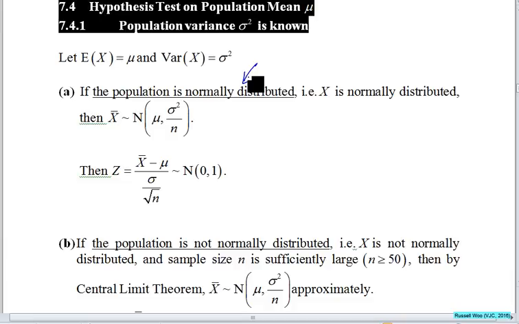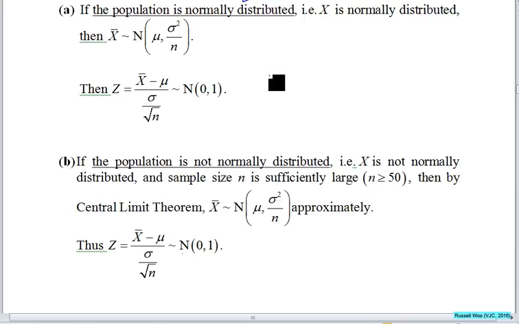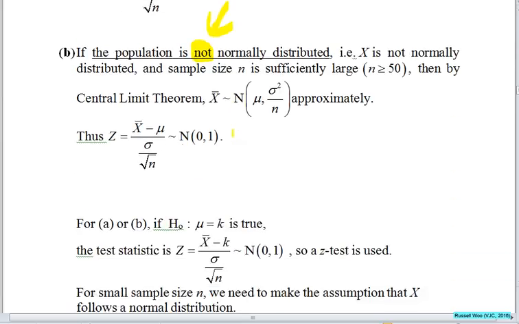Now remember the central limit theorem? If your population is not normally distributed, can we still do the test? Yes, we can, as long as your n is large. If n is large, you can use the central limit theorem to say that X bar will still follow a normal distribution. Then you can still standardize it to get your standard normal. So very easy. I don't want to say too much.